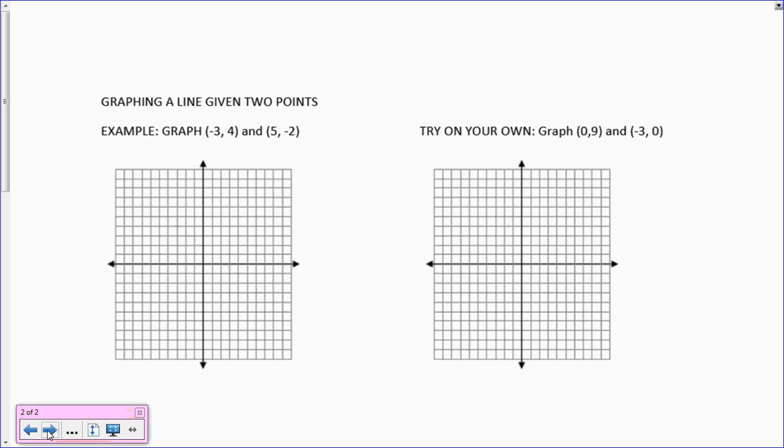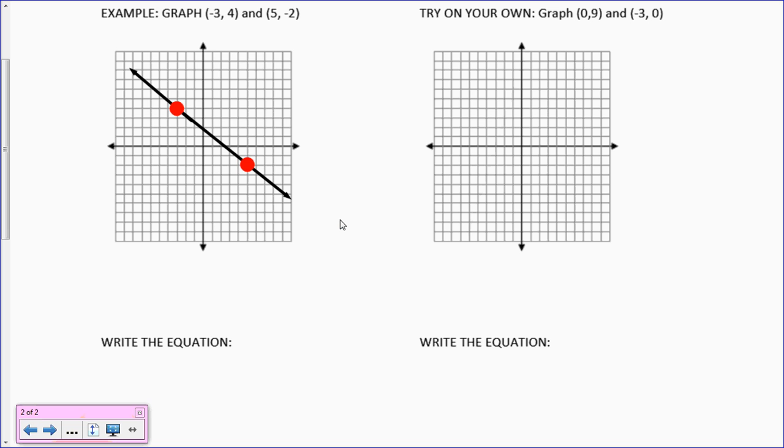Alright, and then on the back of your paper, we're going to graph a line given 2 points. Now, this is probably the easiest thing. Okay? Because if you're given 2 points, you just go ahead and plot those 2 points. So I have negative 3 comma 4, which is right here. And I have 5 comma negative 2, which is 1, 2, 3, 4, 5, right here. And once I have 2 points, I can draw a straight line through it. Okay? Done.